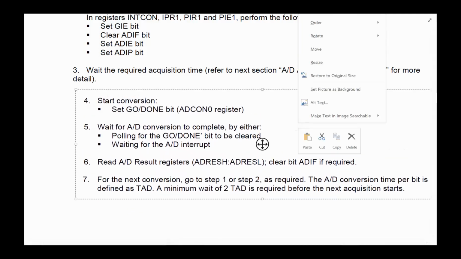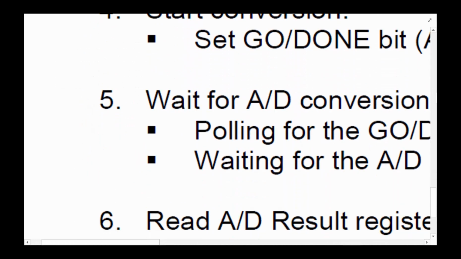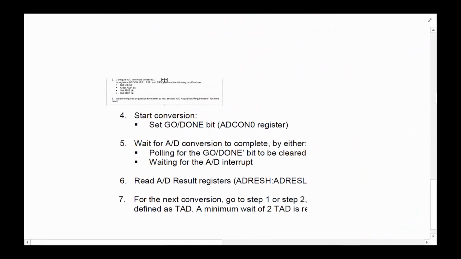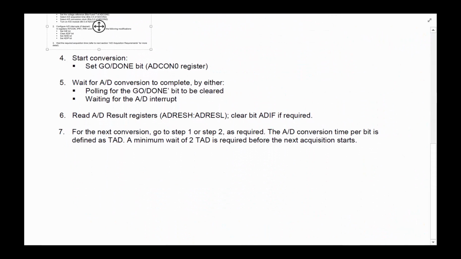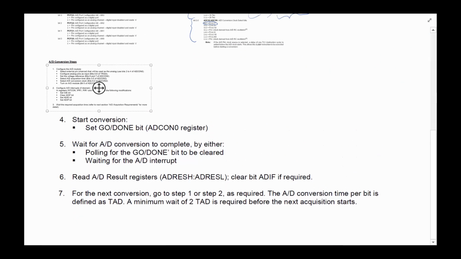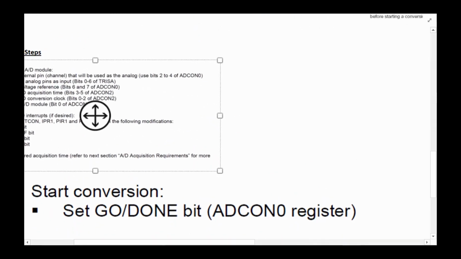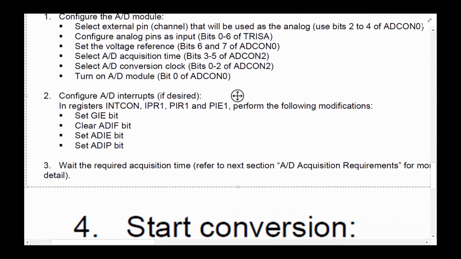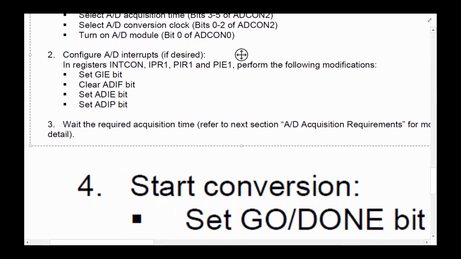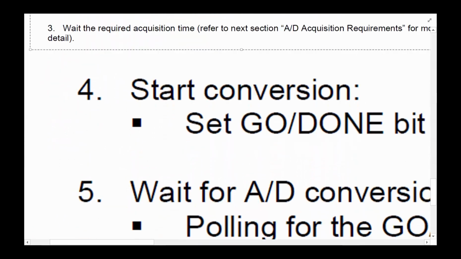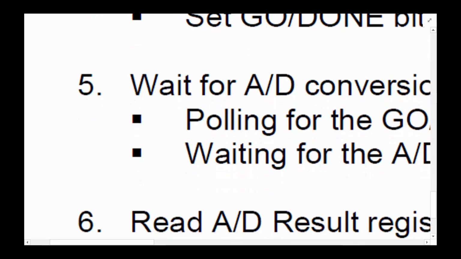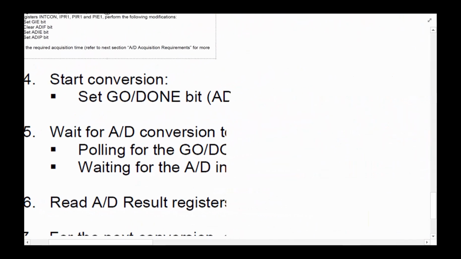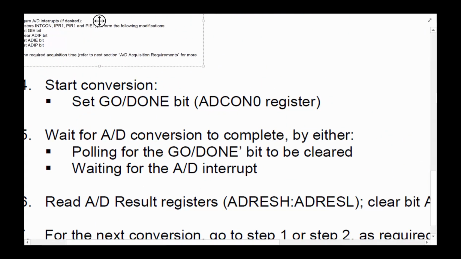Okay, all right. So for the next conversion, you can go back up and start the process all over again. It would not even be step 3. Just go ahead here and set the go done bit, and you can restart the process again.